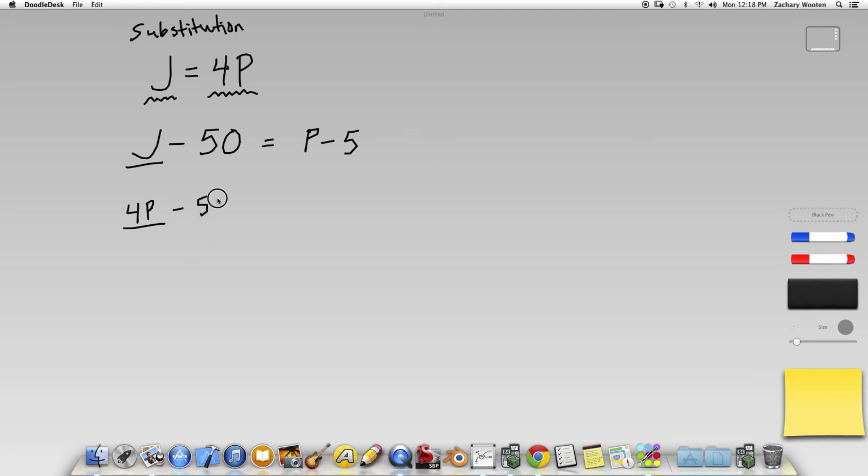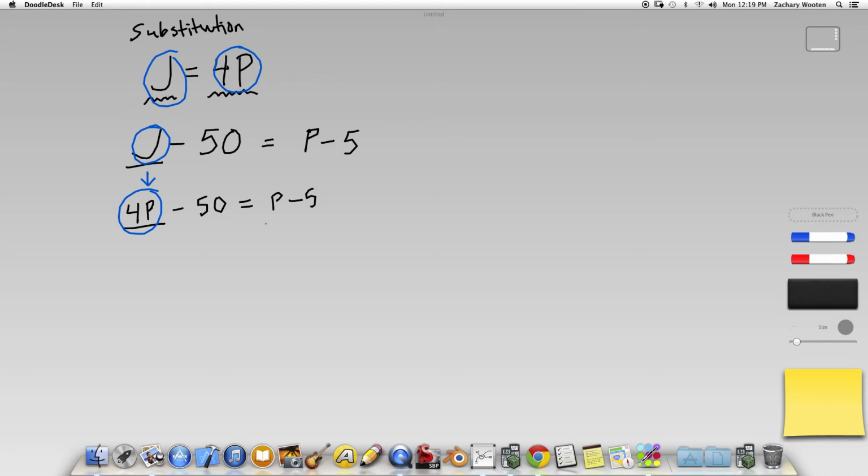So 4P minus 50 now is equal to P minus 5. All I did is I replaced this J right here. Since those are equal to each other, I can replace this J with 4P. I did a substitution there. So now this is one equation with one variable. We can solve this. It's the same variable on both sides, so we just consider that one variable.